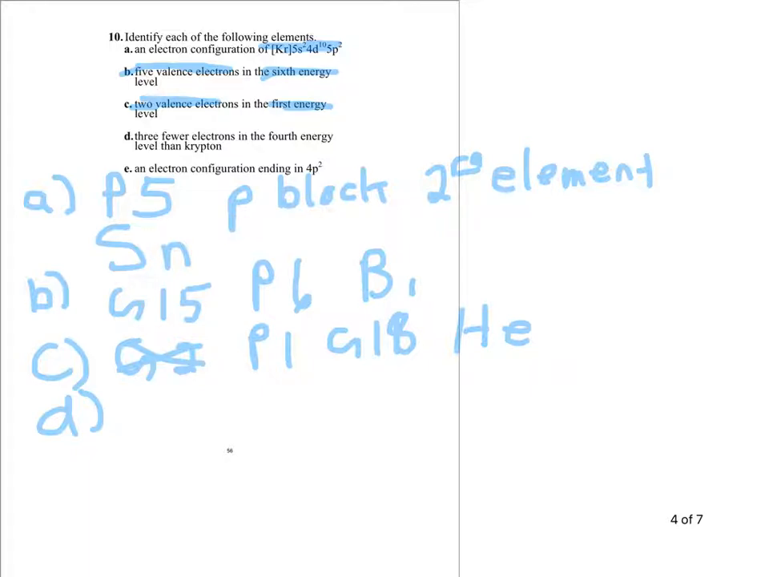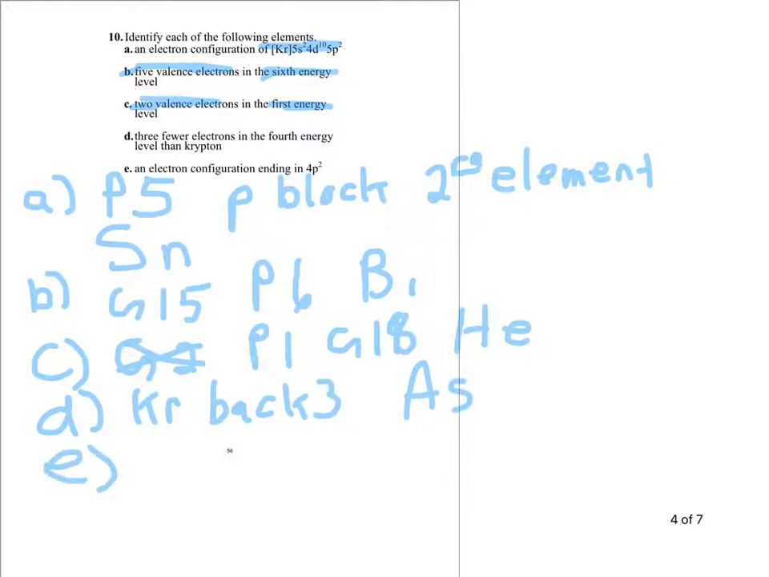D, 3 fewer electrons in the 4th energy level than krypton. So here we just find krypton and go back 3, and we find arsenic.